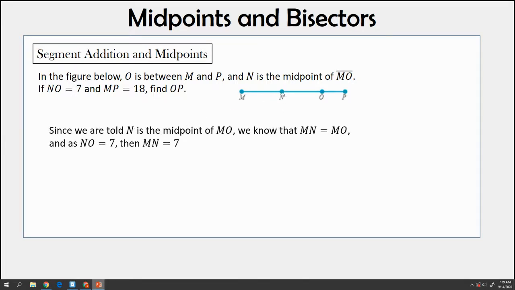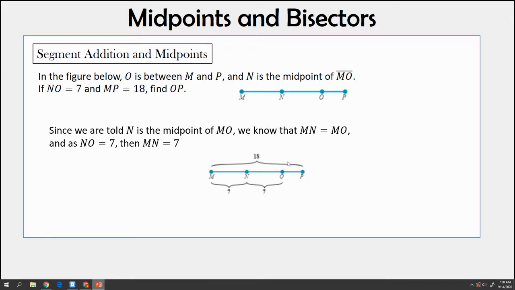So we're told N is the midpoint of MO. Okay, that's where we're going to start this. What that tells us is the distances from M to N and N to O have to be the same. If N is the midpoint of MO, then it cuts it into two equal sections here. So if NO's length is 7, then MN has to have a length of 7. So we'll redraw it here and put in some information that looks like this. So MN is 7, NO is 7, and I know MP, the whole thing here, is 18. So it's a good visual of it.